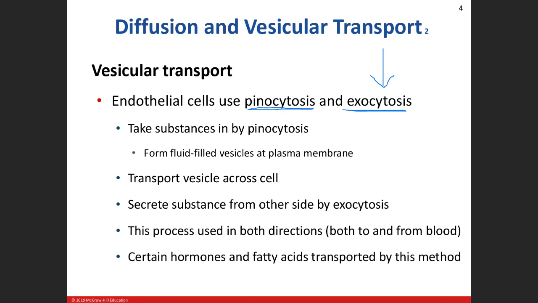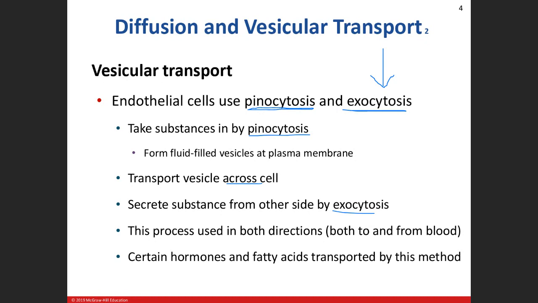Remember the colloid that sat at the center of those follicles in the thyroid gland, where the thyroglobulin was supposed to be. That's similar to what vesicular transport is going to be. So there's a substance outside the cell. It drinks it up, transports it across the cell, and then it gets secreted on the other side by exocytosis. So this is going to go in both directions. It's either going to go from the blood into the tissues or from the tissues into the blood. Back and forth, back and forth.